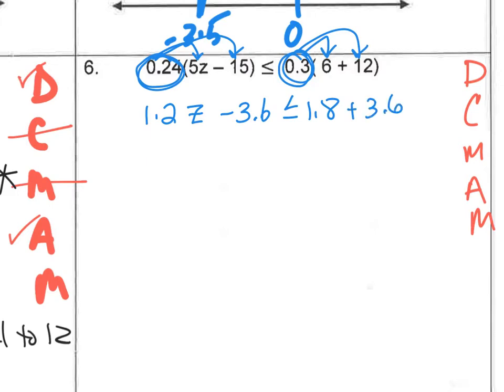Now, do I have a variable on the right-hand side? I want you guys to notice that. Do we have any variables over here? Yeah, the answer is no, we don't. Okay. So, was that 1.8? I hope so. I didn't mean to erase it. So that means I can combine like terms. So these are the same. So I get 1.2z minus 3.6 is less than or equal to, and when I combine those terms, I get 5.4.